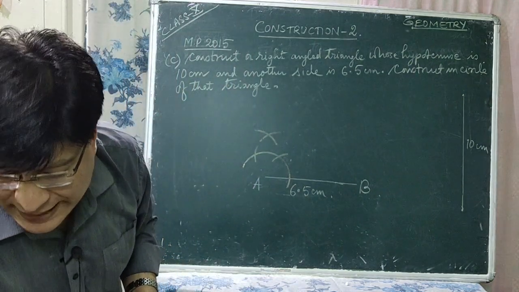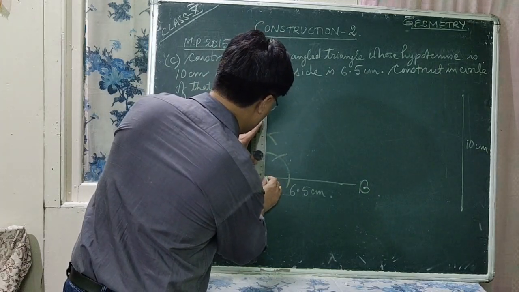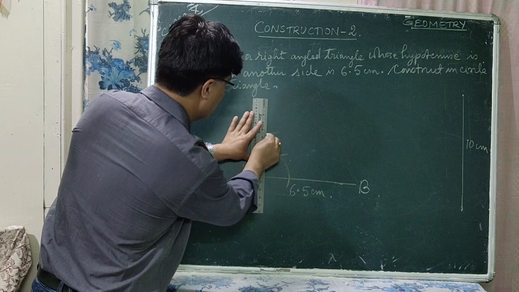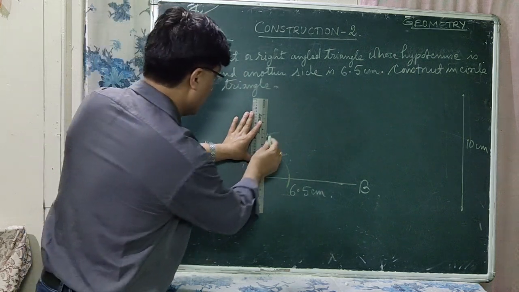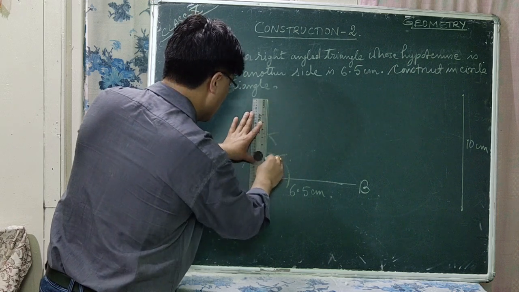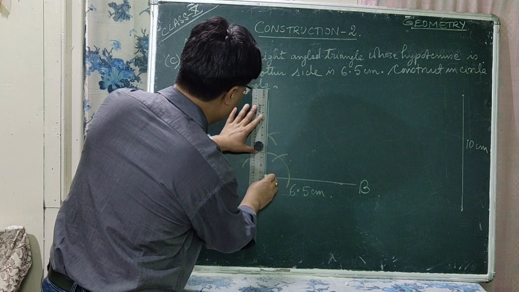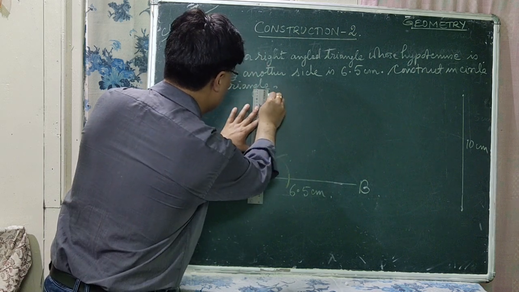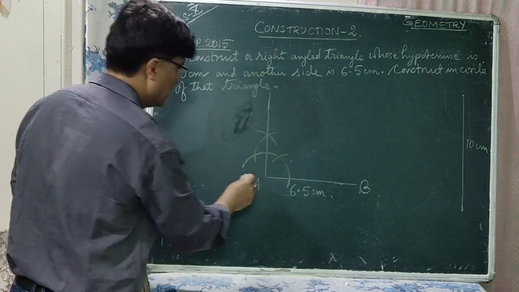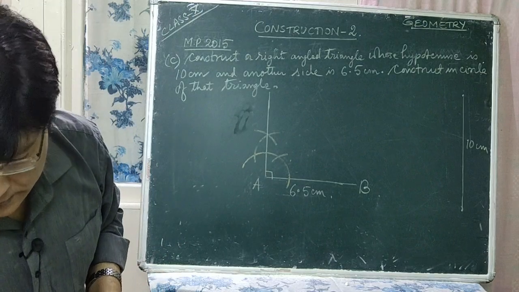Now join these two points. So let us join these two points, right? So these two points are joined. So this is your 90 degree. Is that clear?